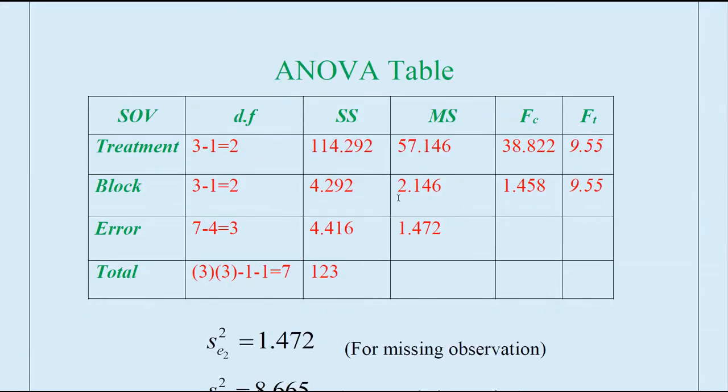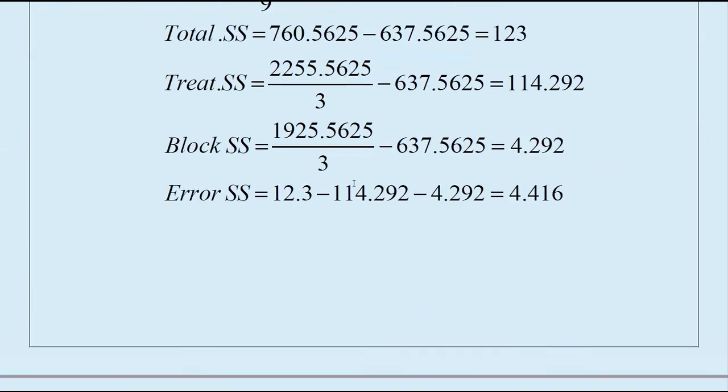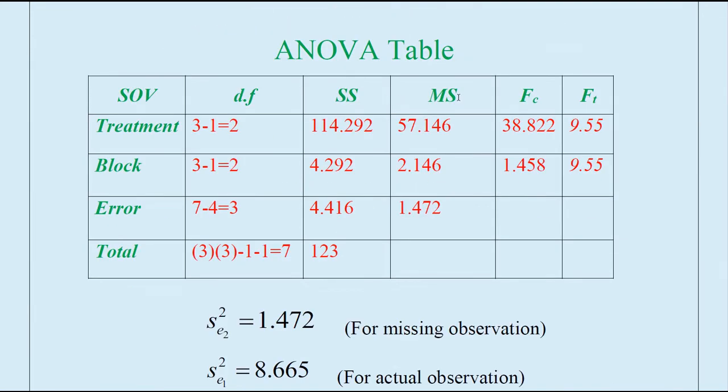Now we perform our ANOVA because we have 3 treatments. 3 minus 1, 2, block, 3 minus 1, 2, because one observation is missing, so its error is 3. Here is also one observation is missing, RK minus 1. So the answer is 7 with degree of freedom. And put these values as we calculated here. Sum of squares, mean square error is obtained by dividing the sum of square by its degree of freedom. So this is the answer.